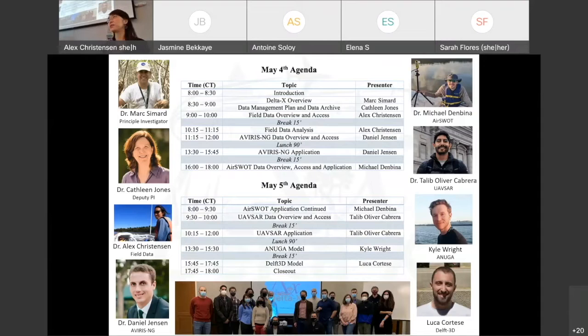The goal of this workshop is not only to tell you all about Delta X and its amazing data set, but also show you how to access and utilize the data. So hopefully you can apply it to your own research and applications.